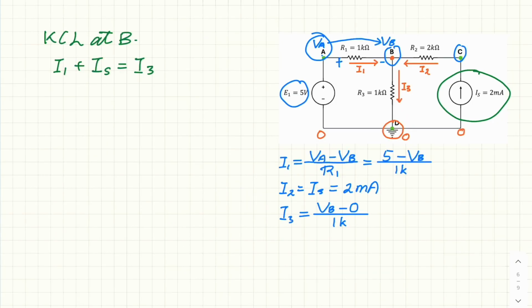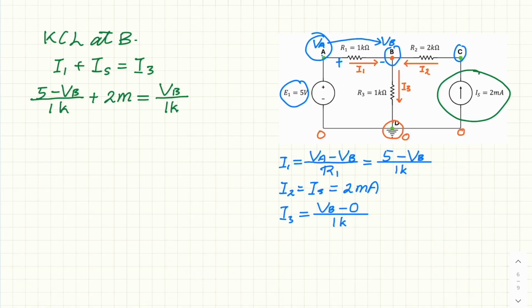Now we can rewrite the KCL in terms of the voltage and the resistance. So I1 is (5 minus VB) over 1K, plus IS, we just say 2M. We keep the prefix, but we don't need to put the unit again. This is equal to I3, which is VB over 1K. So we have an equation which has VB as its unknown, so we can solve this equation.